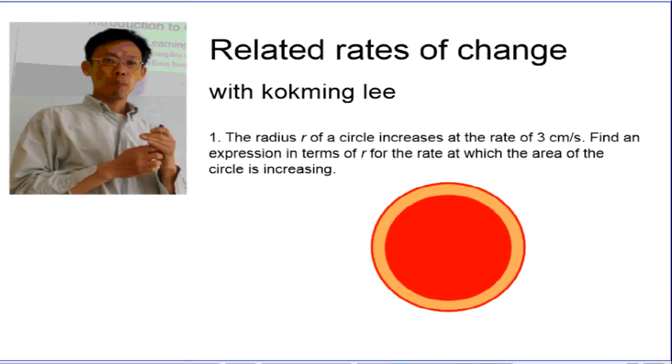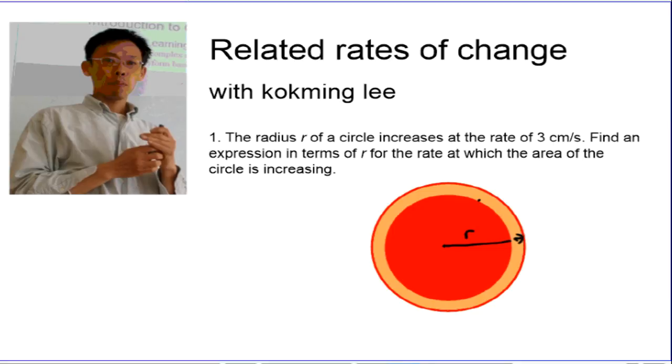Class with me. Today we talk about related rates of change. This is an application of basically the chain rule. All right, here is the question, and you can imagine this particular circle is expanding, is the hot spot, is expanding, and the rate of increase here is given. The radius is increasing at the rate of 3 centimeters per second. That is, the circle is getting larger and larger.